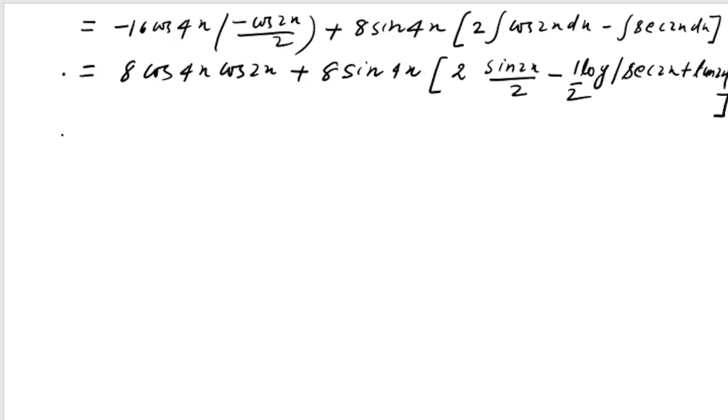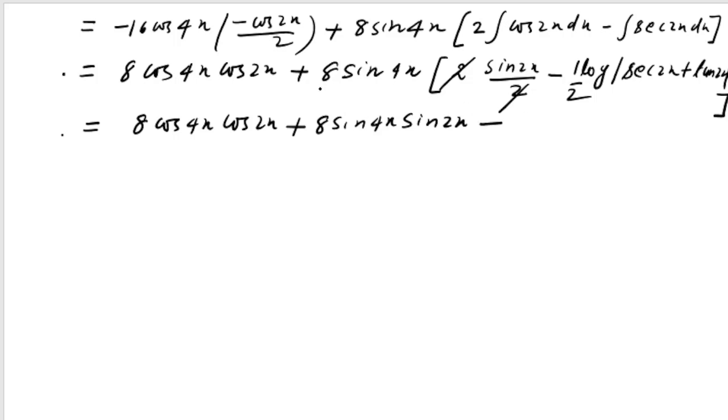Okay, so let us do the simplification further. So here I get 8 cos 4x into cos 2x, this 2 term and this 2 term are cancelled, so I get plus 8 sin 4x into sin 2x, and minus, this is 1 by 2 and this is 8, so 8 and 2 will cancel, I will get 4 sin 4x into log mod of sec 2x plus tan 2x. So this is what we are getting as our PI.